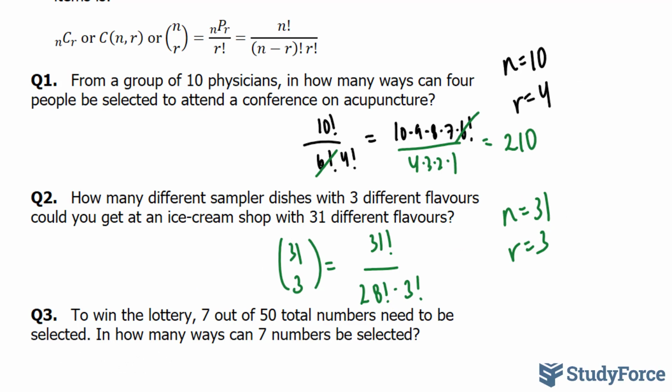I subtracted 31 from 3, I ended up at 28. Now, if you substitute this into your calculator, you should end up with 4,495 possible sampler combinations. Let's move on to question number 3.